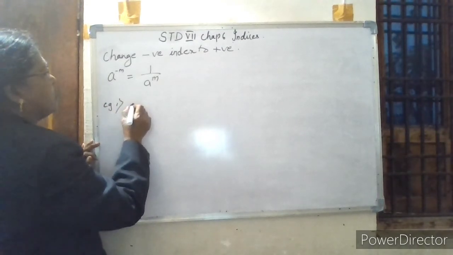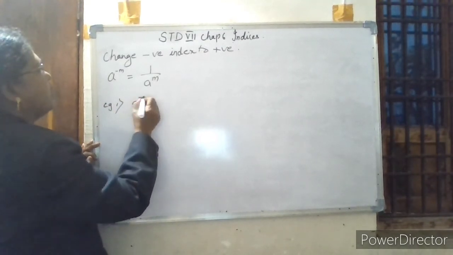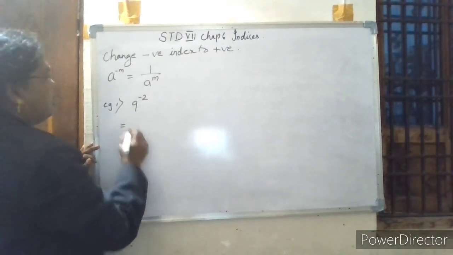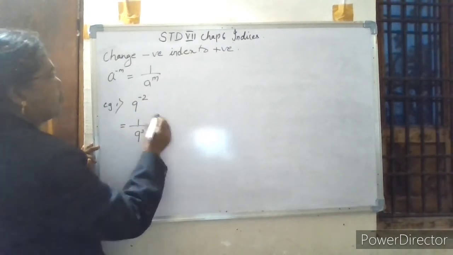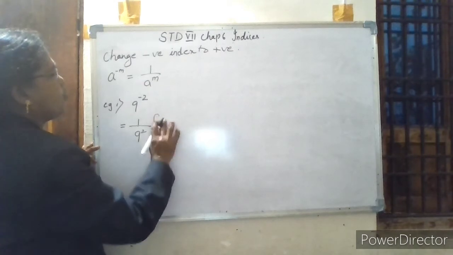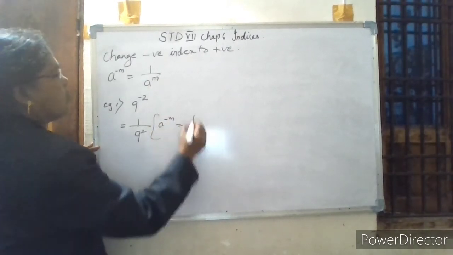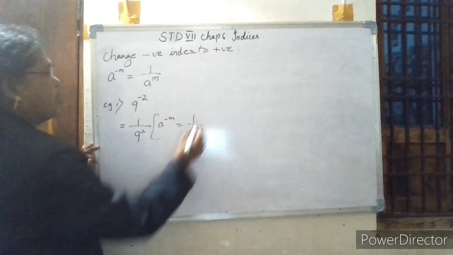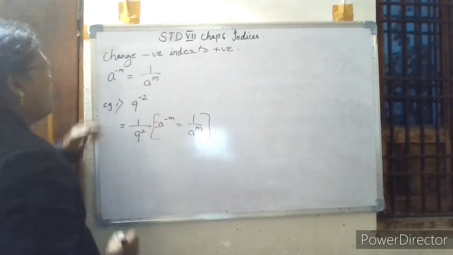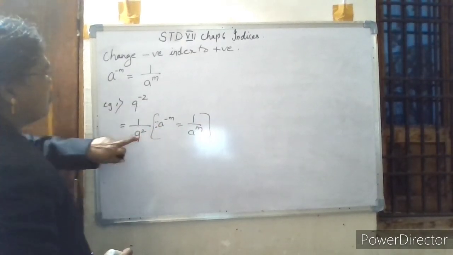Suppose 9 raised to minus 2 is given. Then this is equal to 1 by 9 raised to 2. This is because of the law A raised to minus M is equal to 1 by A raised to M. Because of this law, the negative index is changed to positive.